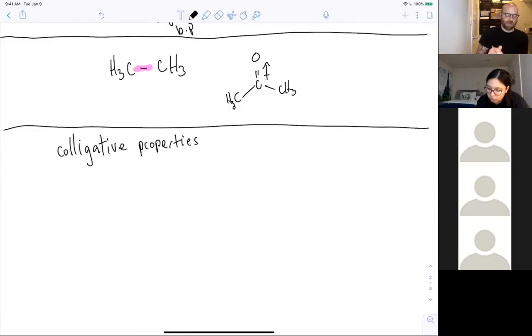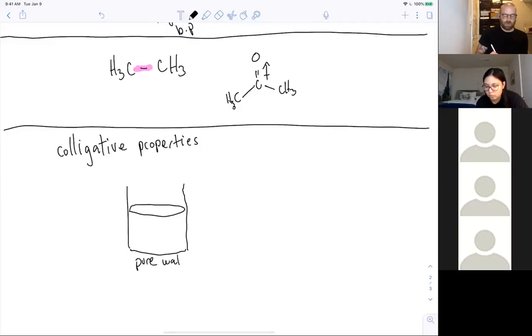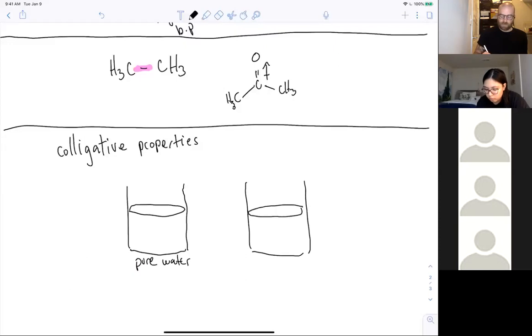So let's start with the solid situation. It's not very obvious, I guess. But if you take a glass of pure water versus, let's say this is 0.1 molar. Let's keep it simple so we don't have to worry about the van 't Hoff thing. Let's say this is 0.1 molar glucose.